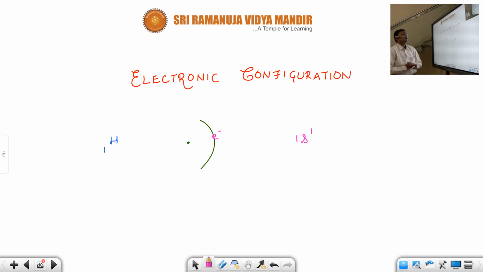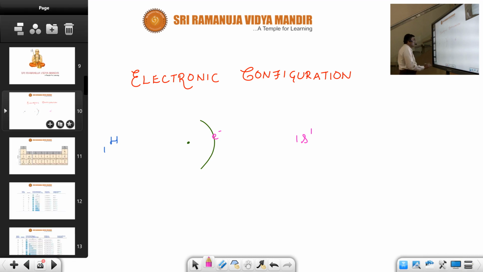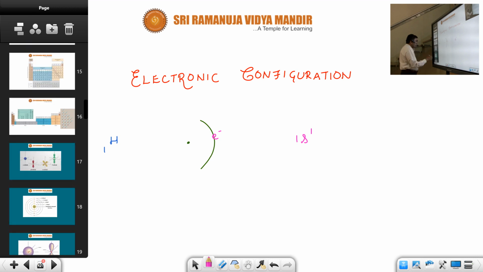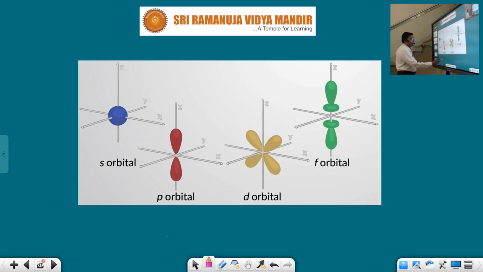Now arises a question: what is this s? The s is called an orbital. Today's class I am dedicating to explaining the concept of orbitals. So let us first understand what an orbital is. How many types of orbitals do we have? We have 4 types of orbitals: the s orbital, the p orbital, the d orbital, and the f orbital.